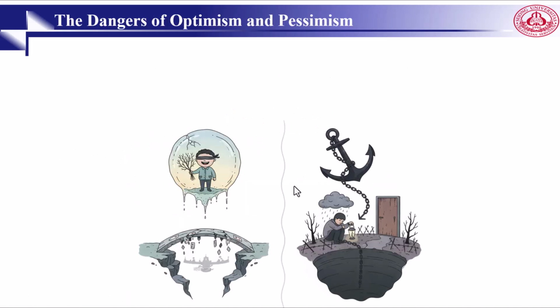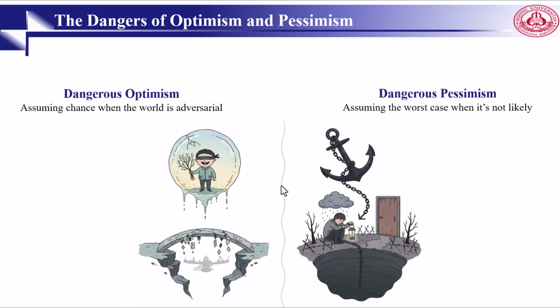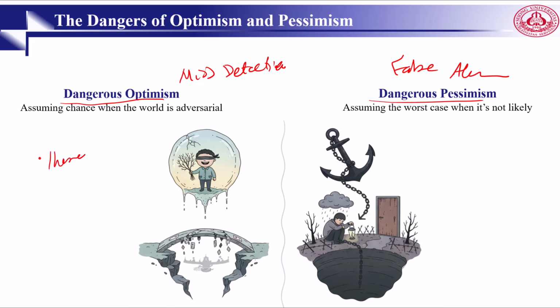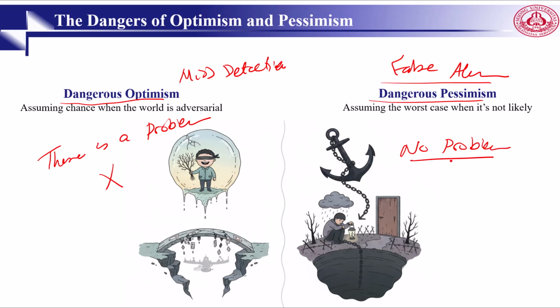In the context of modeling, there are 2 problems that need to be considered. We call them misdetection and false alarm, or dangerous optimism and dangerous pessimism. In misdetection, there is a problem, but the agent fails to detect it, right? On the other side, in the case of a false alarm, there is no problem, but the agent alerts that there is a problem, right? Maybe in psychology, this is called overthinking. There is no problem, but the agent thinks there is a big problem.